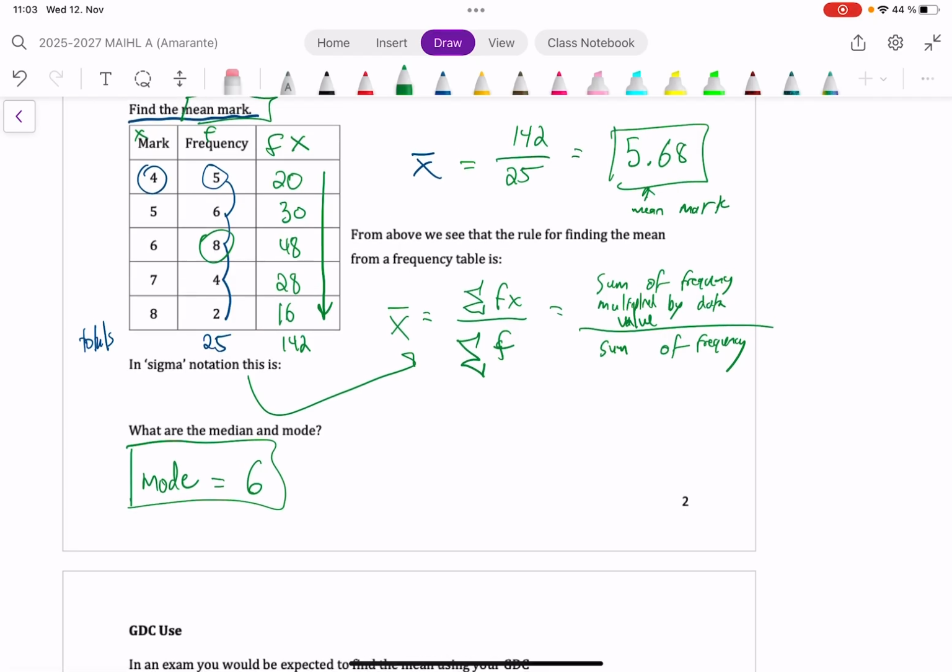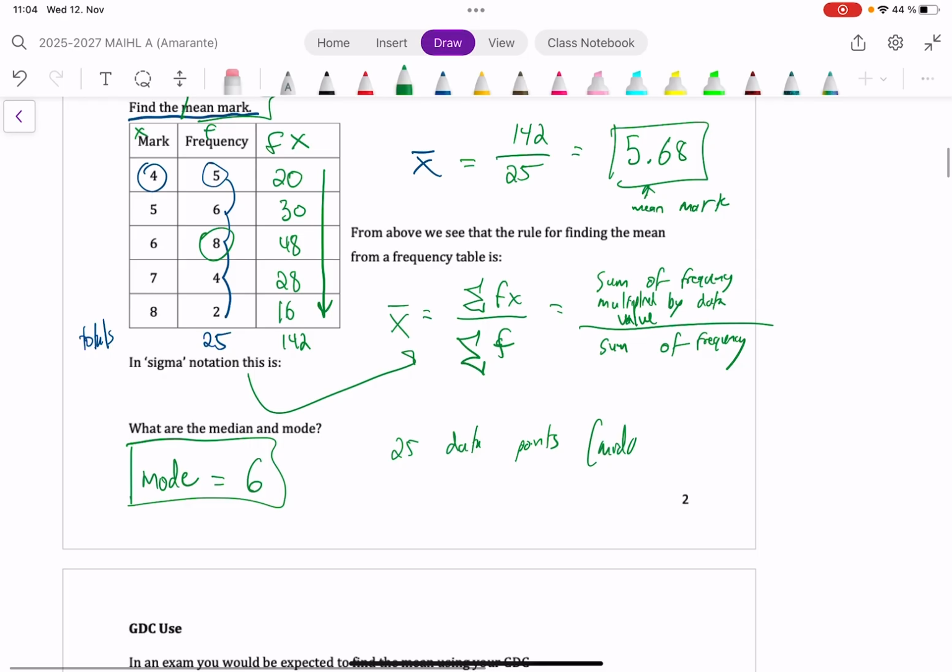The median would happen if there are 25 data points, right? So there's 25 data points. The middle one, if we want to think about it visually, there's going to be 12 on the left, 12 on the right, and 1 in the middle. And that 1 in the middle would be the 13th data point.